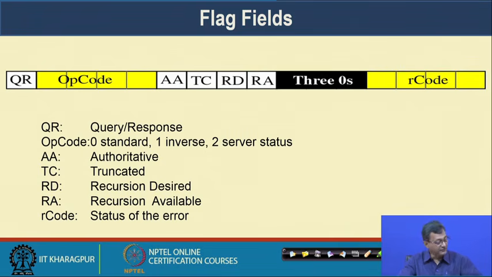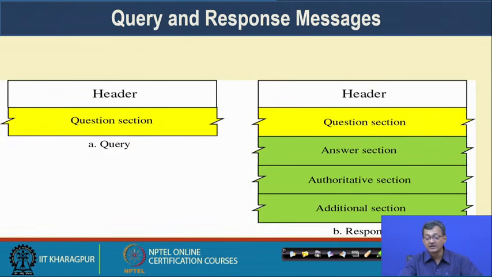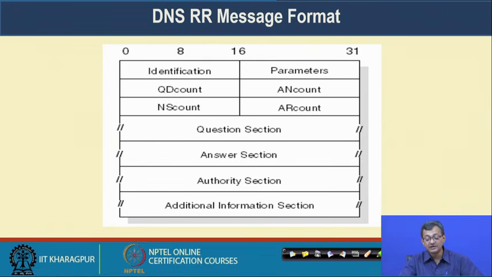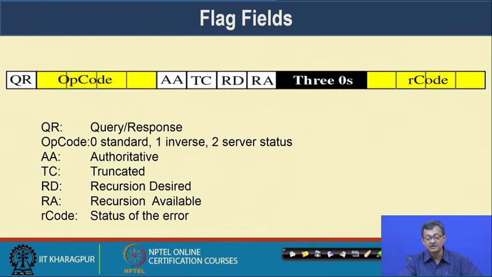And there is a flag field, if you just recollect. We just see that one, that is QR, which indicates whether it is a query or response. Opcode 0 is for standard, inverse, or server status. So, that is the operational code. Standard means name to IP, IP to name is inverse, and then server status.